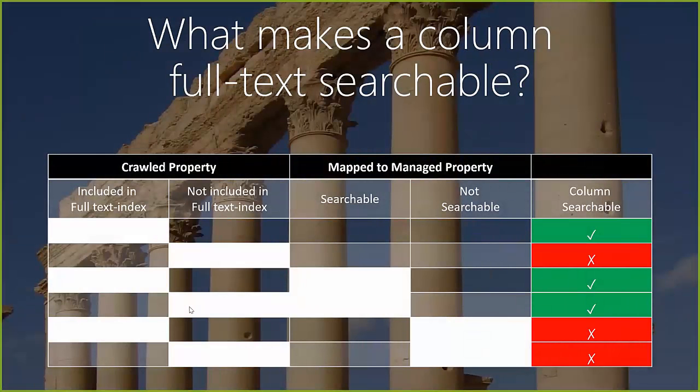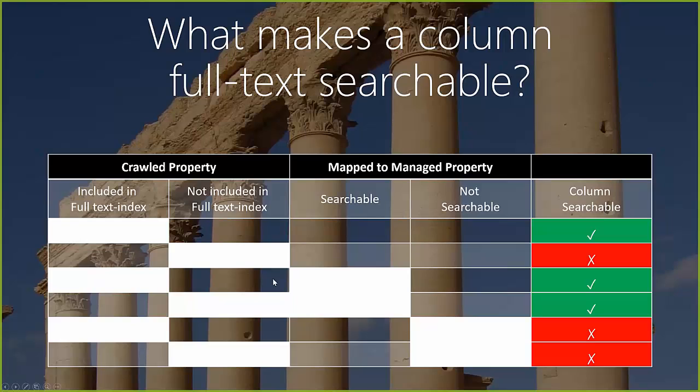So, which is why I have created a matrix. If you read this from left to right, that means if you have a crawl property which has a check mark saying include in full text index and it's not mapped to a managed property at all, then the column is full text searchable. If the checkbox is not included in full text index and it's not mapped to a managed property, then it's not full text searchable.